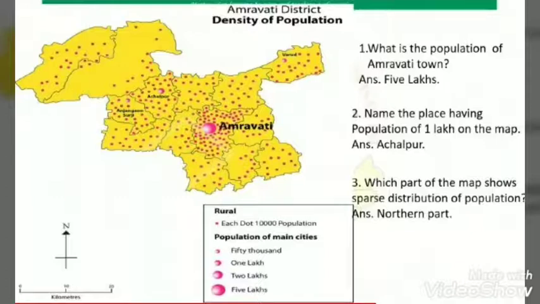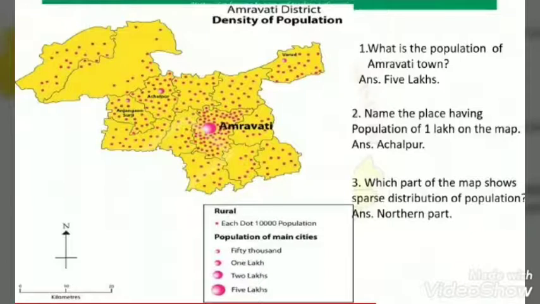So the first question is, what is the population of Amravati town? Yes, the population of Amravati town is 5 lakhs. Now the second one is, name the place having a population of 1 lakh on the map. Yes, it is Anchalpur. Now the third question is, which part of the map shows sparse distribution of population? The northern part shows the sparse distribution of population.